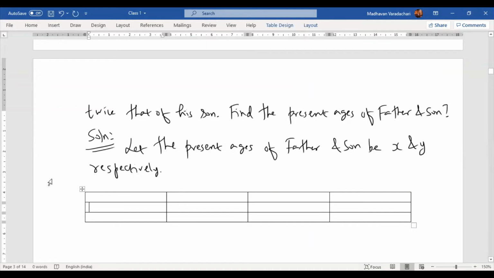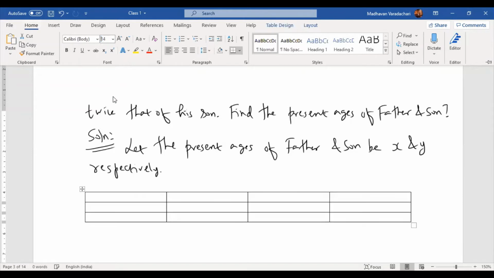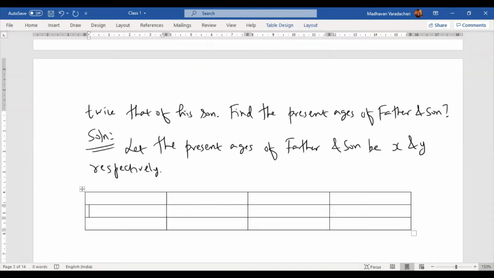Like this. Here I will write father. This is son. Here I will put present age. Here I will put 10 years ago. Here I will put 10 years hence. Present ages, we had assumed as x and y.